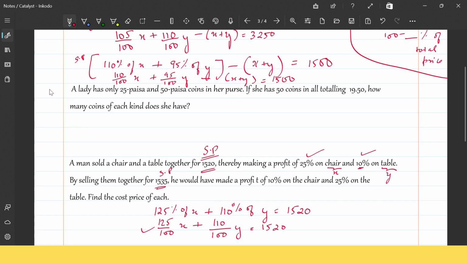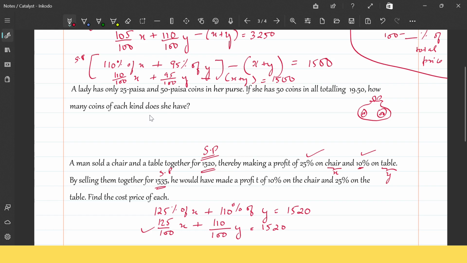Okay, now let us come back to this particular question which I had skipped. This is a very simple question. A lady has only 25 paisa and 50 paisa coins in a purse. So there is a lady who has a nice little purse, and maybe the picture is not as nice, but in it she has 25 paisa coins and 50 paisa coins. If she has 50 coins in all, totaling 1950, how many coins of each kind does she have?